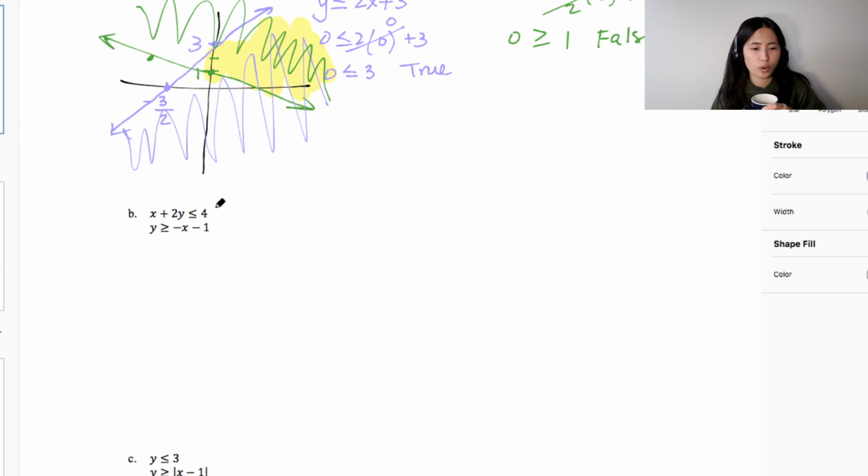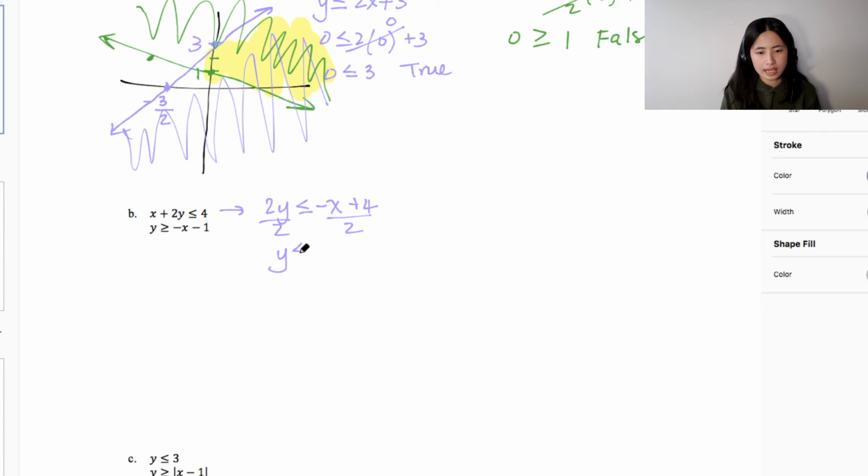Okay, so we have x plus 2y less than or equal to 4, and we have y greater than or equal to negative x minus 1. So the first equation, again, it's not in the slope-intercept form, so you need to rearrange your equation. So when you rearrange the equation, you know that this is 2y, so let's isolate y. This is less than or equal to negative x plus 4, dividing both sides by 2. So this is y less than or equal to negative 1 half x plus 2. So 4 divided by 2 is 2.